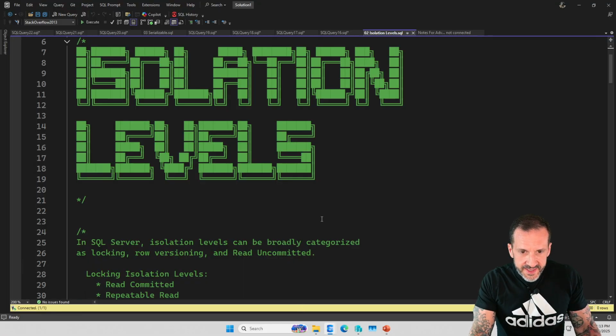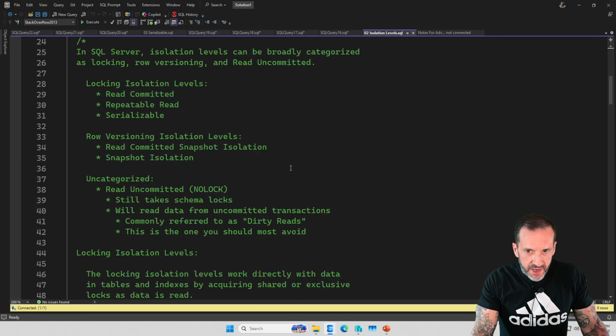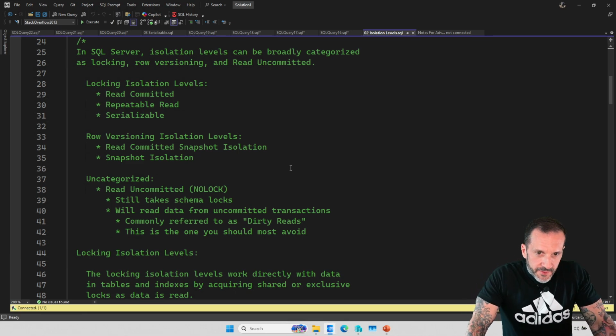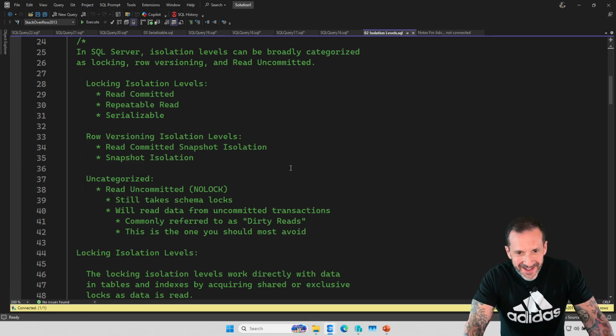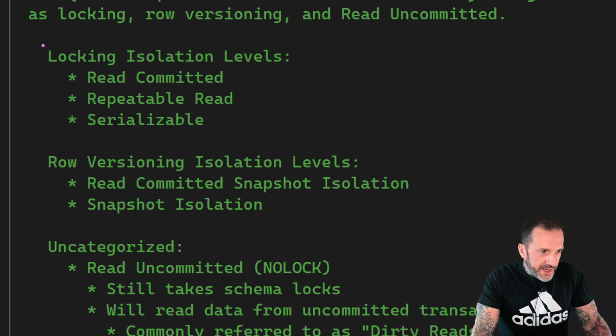All right. Let's talk about isolation levels. In SQL Server, isolation levels can be broadly defined as locking, row versioning, and of course, read uncommitted. The locking isolation levels are read committed, repeatable read, and serializable. And the row versioning isolation levels are read committed snapshot isolation and snapshot isolation.